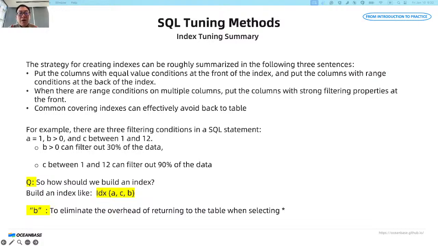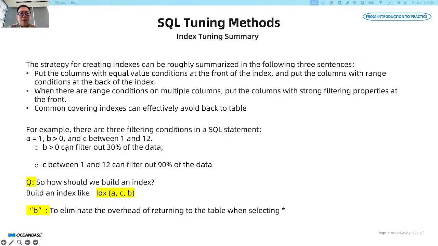For example, there are 3 filtering conditions in a SQL statement. They are A equal to 1, B larger than 0, and C between 1 and 12.